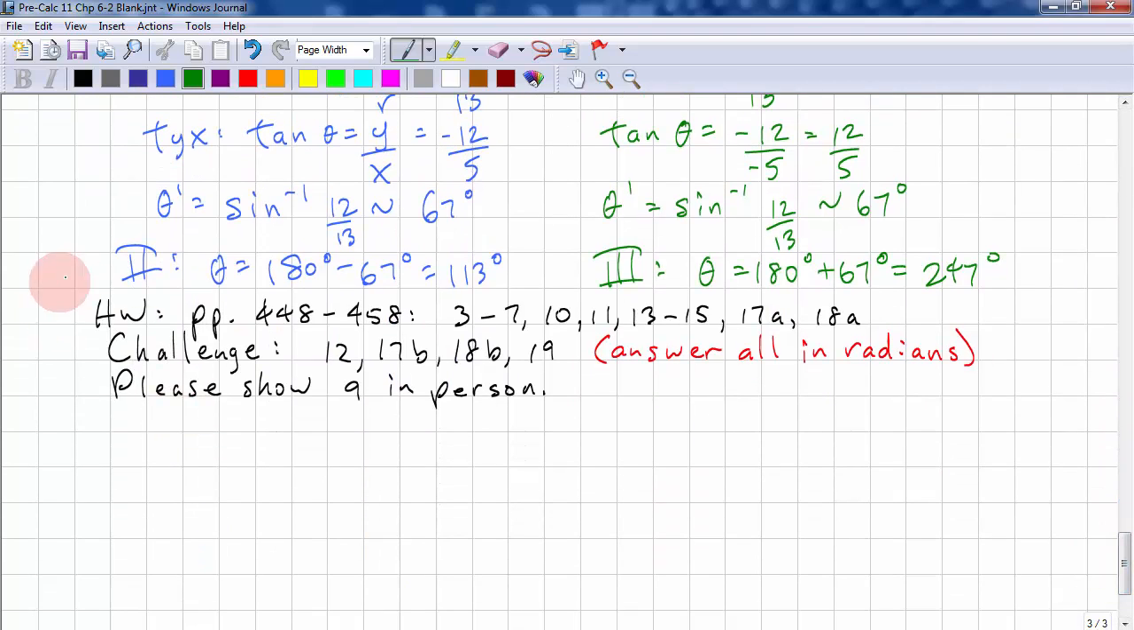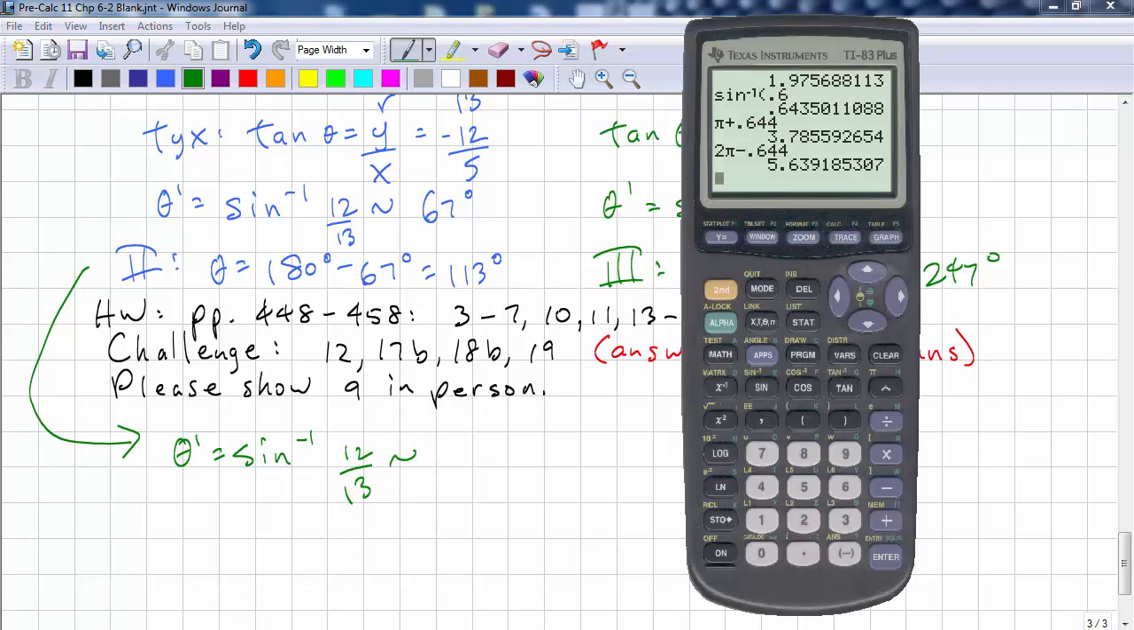And for the last example, I'm going to bring it down here. Theta prime equals, and I'm only going to take theta prime once because it's the same for both quadrants, inverse sine 12 over 13 and we get 1.176.